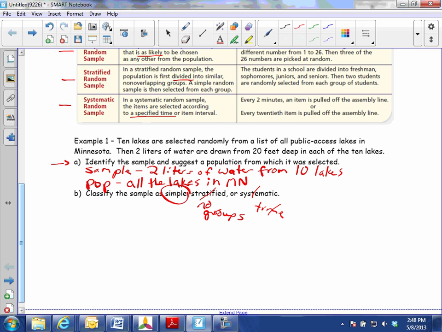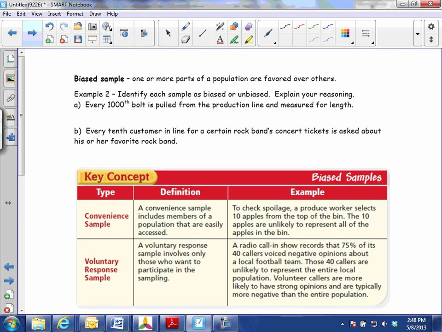Okay. A biased sample is when one or more parts of the population are favored over the other, so they have a better chance of being picked. Number 2 says identify each sample as biased or unbiased and explain your reasoning. Every 100th or 1,000th bolt is pulled from the production line and measured for length. Is that going to be biased or unbiased?